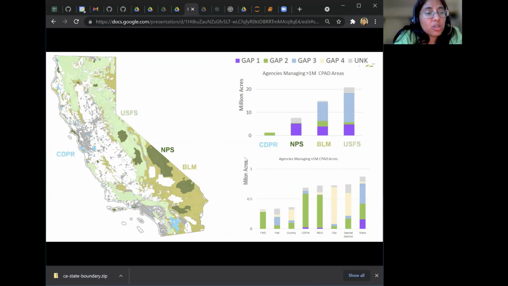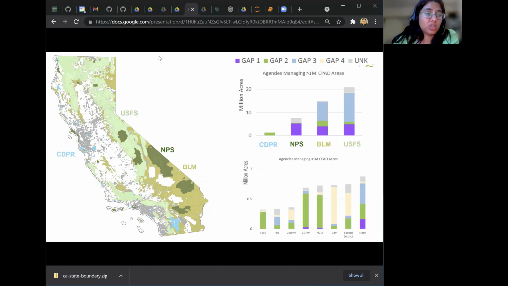We're also then able to start summarizing some of the information. Here we've focused on the largest agencies, those that manage more than 1 million CPAD acres. And we can see these include the U.S. Forest Service, Bureau of Land Management, NPS, and the California Department of Parks and Recreation. You can see that these make up the majority of our gap 1s, where California Department of Fish and Wildlife and many NGOs are managing land at the level of gap 2.